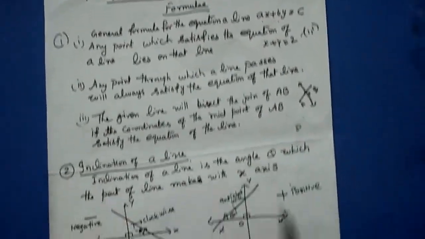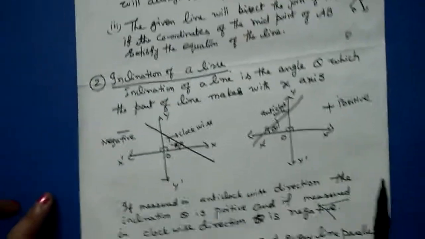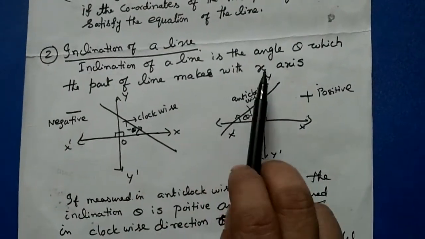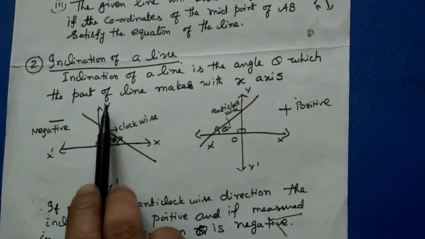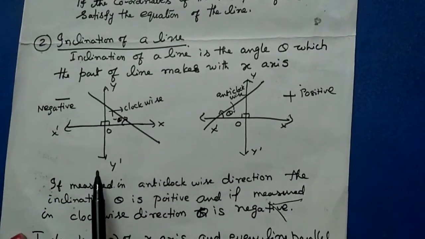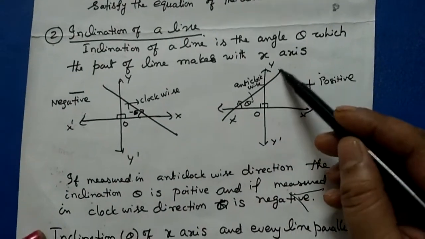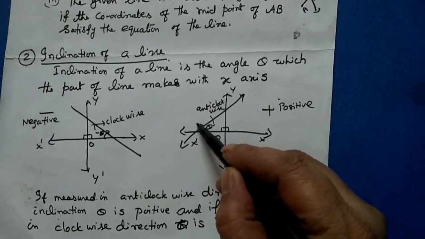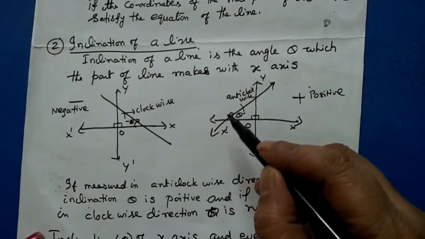Okay, then come to the inclination of your line. You read all of this in your physics. Inclination of a line is the angle theta which the line makes with the x-axis. This is the x-axis, this is the y-axis. This line intersects here, and this is the angle. You have to measure the angle from here, in the anti-clockwise direction.